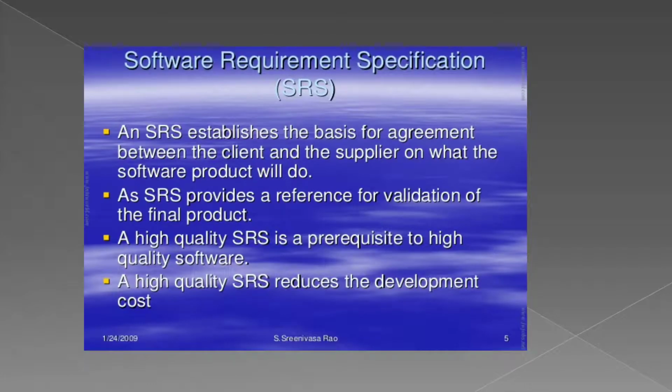Then what exactly is the SRS? Software requirement specification is known as SRS. It establishes the basis for agreement between the client and the supplier on what the software product will do. So what exactly the software is going to do is to be understood by both the client and the supplier.